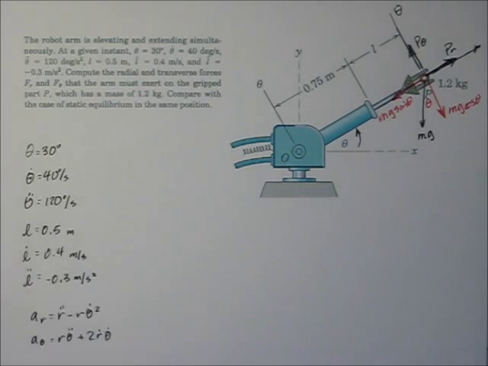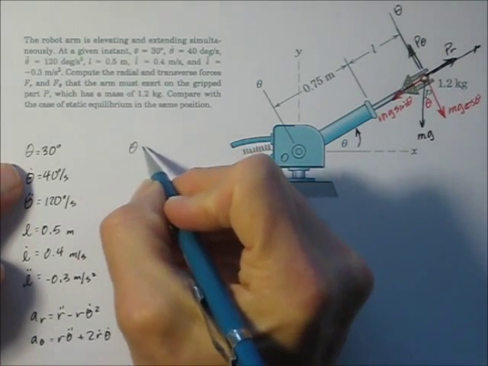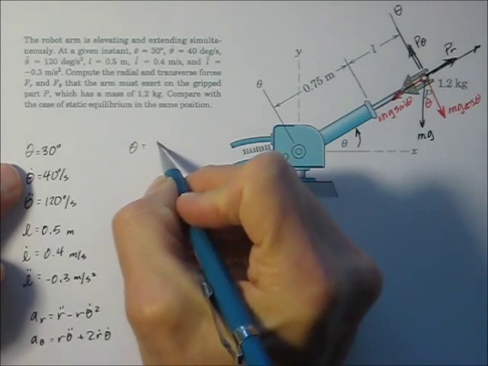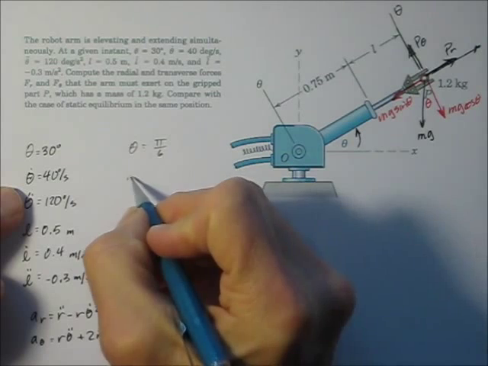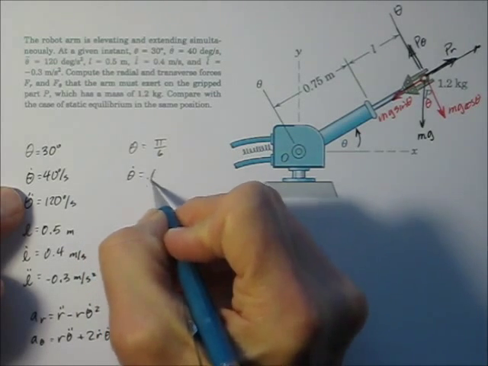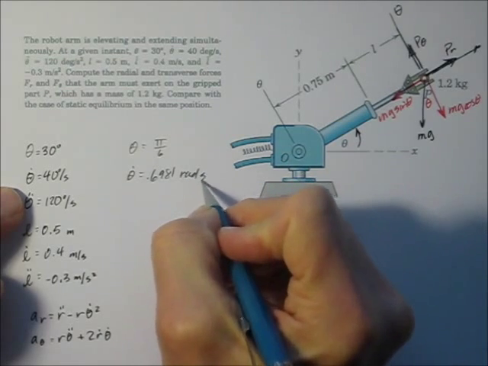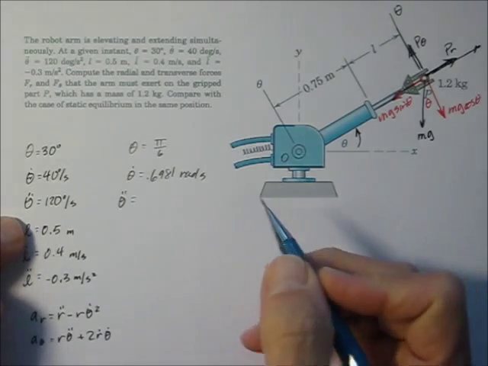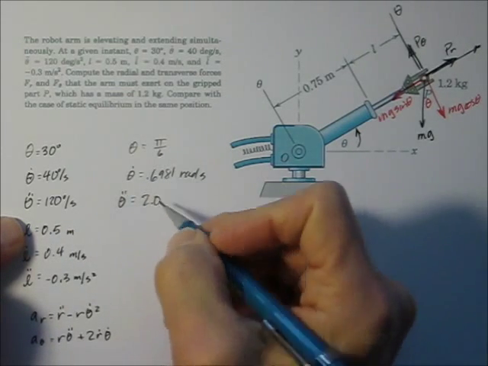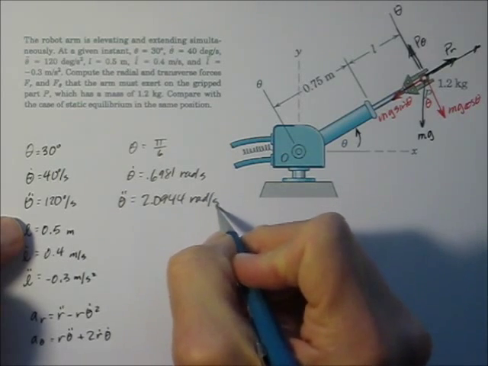Well, we need to get this in terms of radians. Now the angle we can leave in 30 degrees if we want, or we can say that that is equal to pi over 6. 40 degrees per second is 0.6981 radians per second, and theta double dot, 120 degrees per second squared, is 2.0944 radians per second squared.